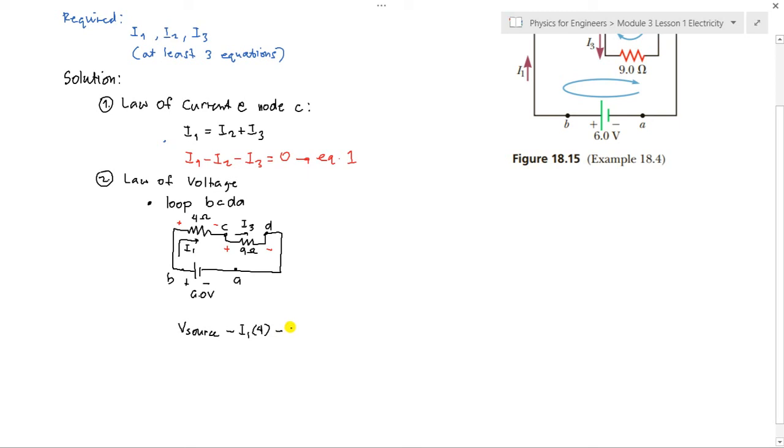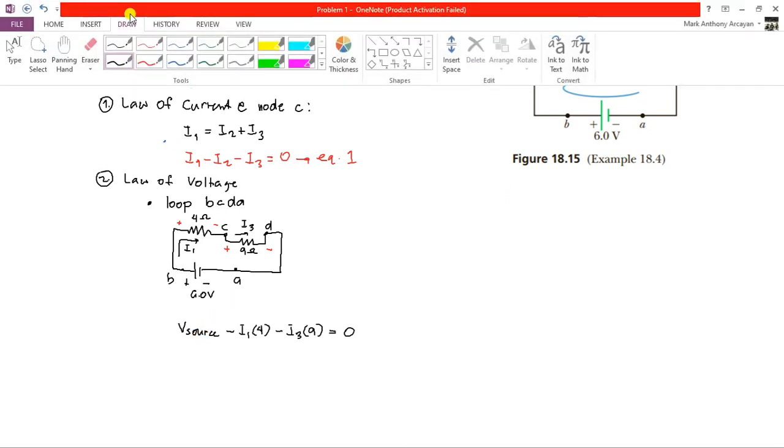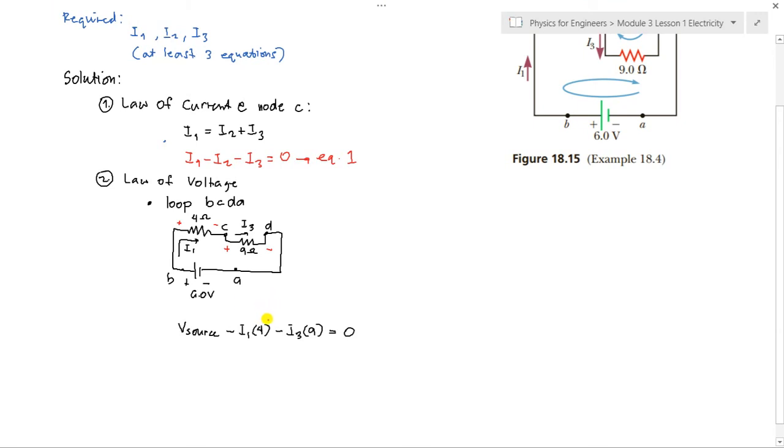So minus I3 times R, there is 9, is equal to, if there is no other resistor or any other batteries, 0. Okay, so here we will equate, isolating the unknowns on the left side only, and the constant on the right side. So this can be rewritten, we can transfer the voltage source to the right.